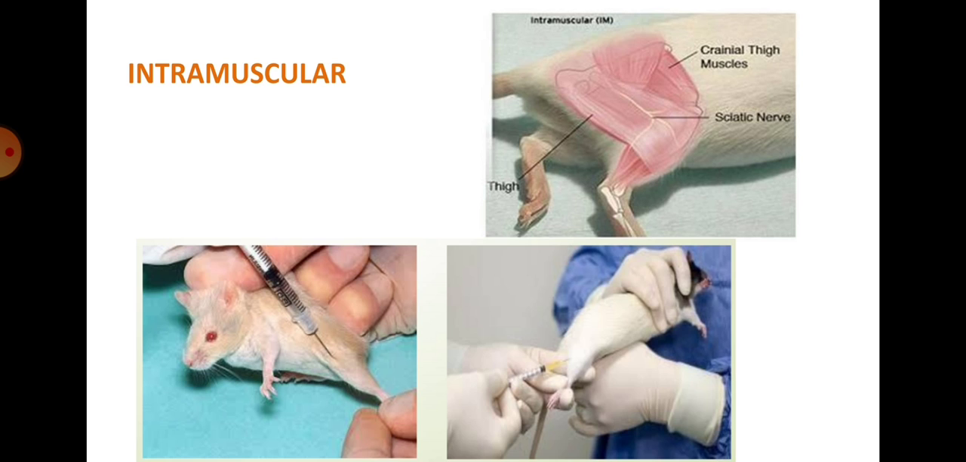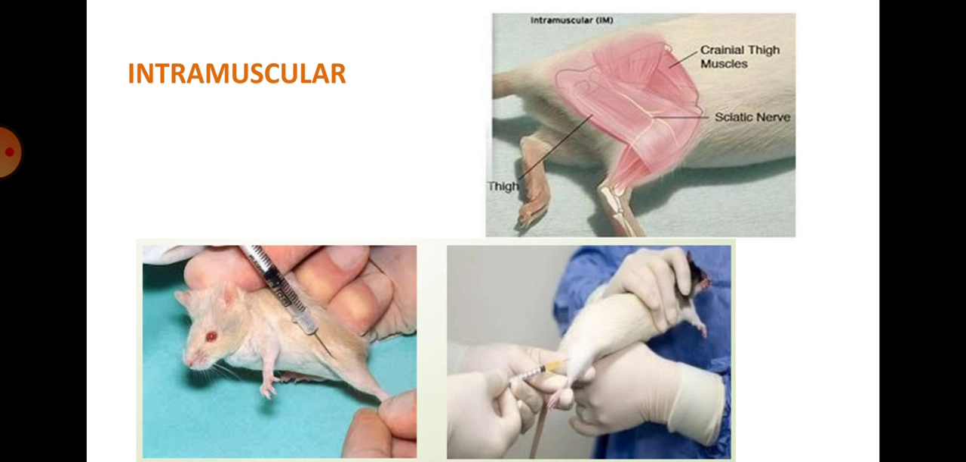So coming to intramuscular injections, that is IM. Intramuscular injections result in uniform and rapid absorption of substances because of the rich vascular supply. It is not recommended in mice and small species due to their small muscle mass. Smaller volumes are administered intramuscularly than for subcutaneous delivery. Suitable for ECPAs or specialized report preparations.